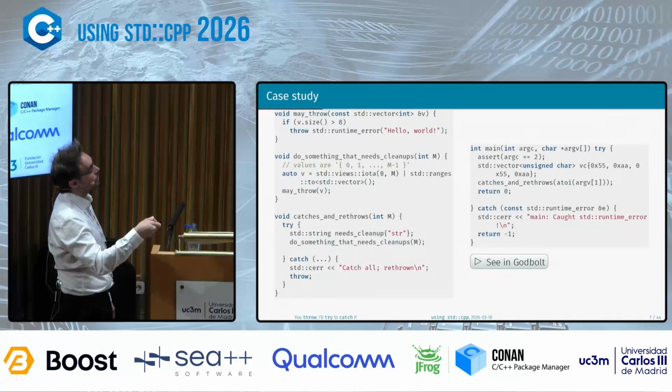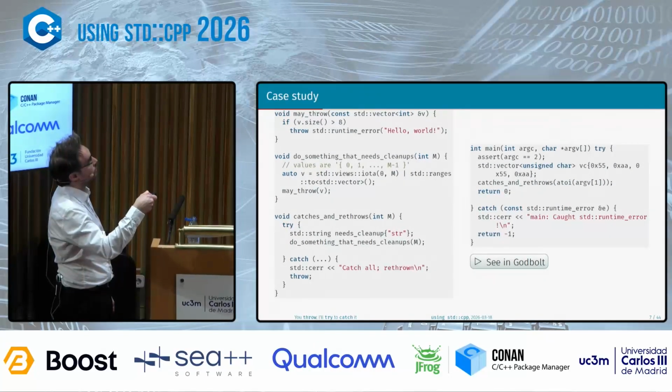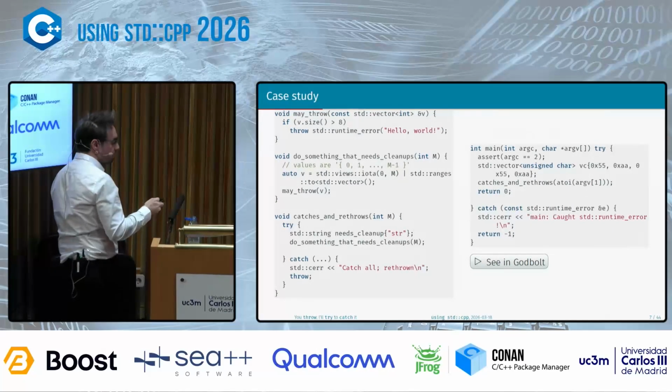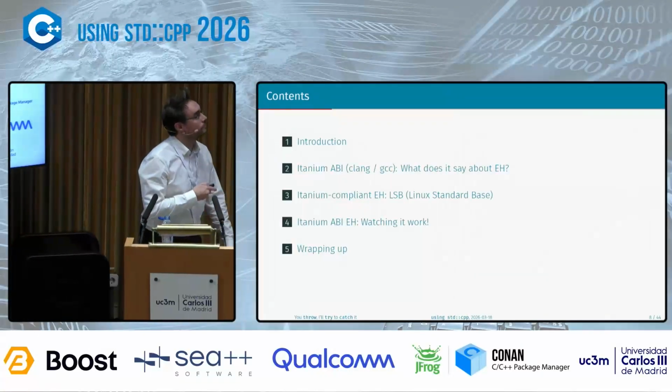We happen to call some function that has a try-catch block again, with some automatic storage here. There is a catch-all here. This ends up calling some function. We do something, and then we conditionally throw if something happens. Okay, so far so good.